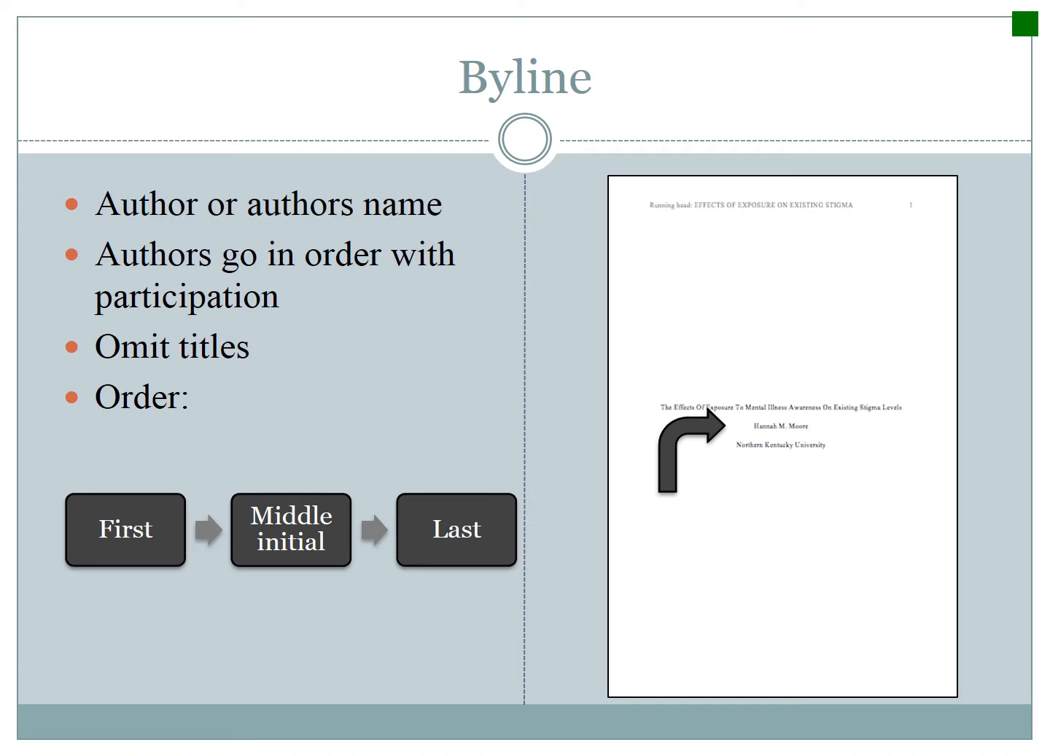The byline. The byline is another name for the author or author's name. The authors should go in order with participation. Do not include titles, such as Doctor, Professor, MD, etc. The order should go as first, middle, and last. One should try and use the same order for every paper that they publish.